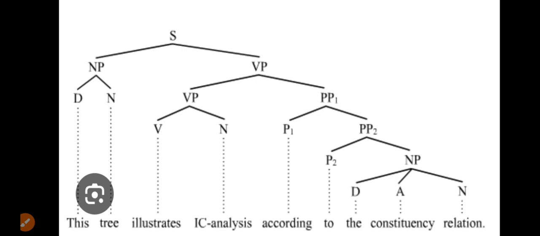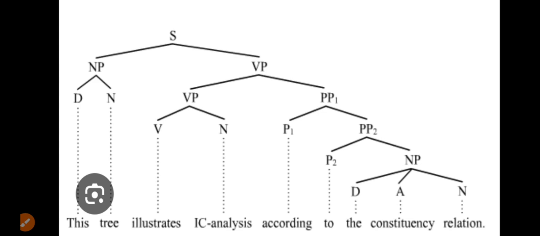First is, this tree illustrates IC analysis according to constituency relation. Here first of all, subject and predicate, we will try to find it out. So what's the subject? This tree. Then the predicate: illustrates IC analysis according to the constituency relations. So illustrates is the main verb. Then IC analysis. What illustrates? IC analysis. So this tree illustrates IC analysis, that is subject, verb and object, and the object is a noun.